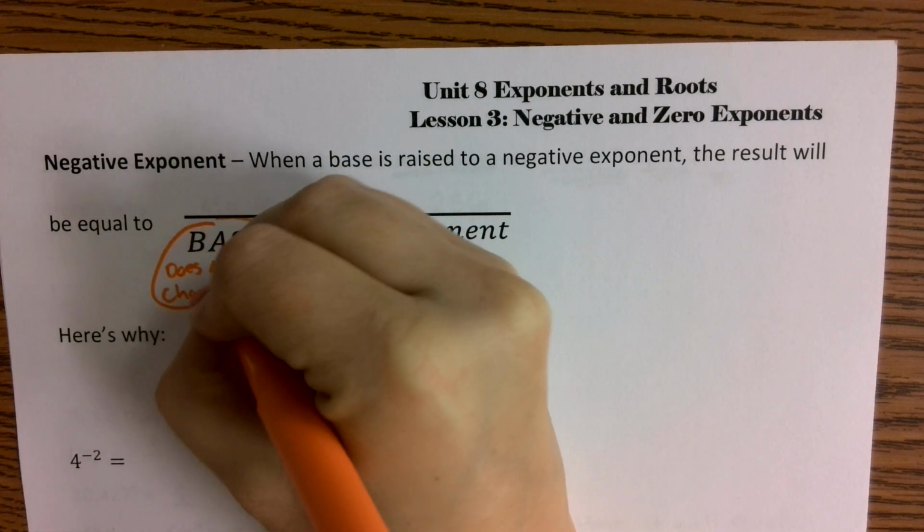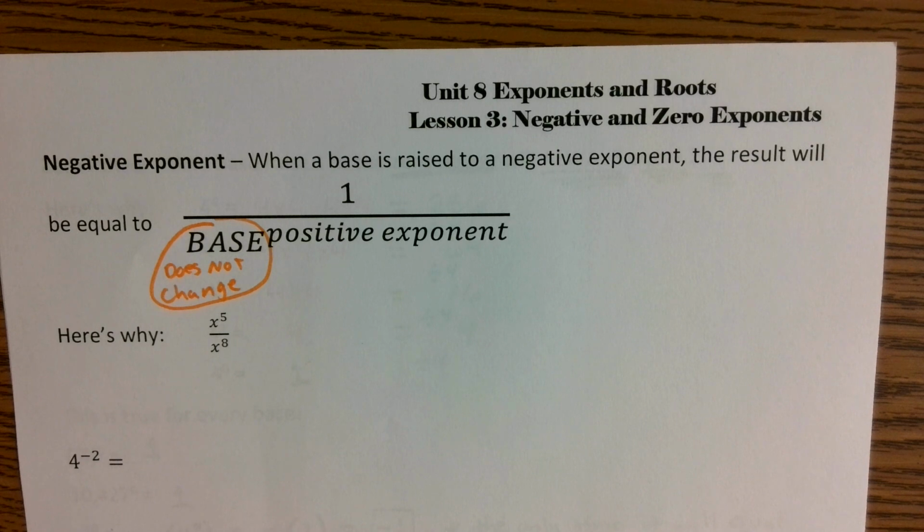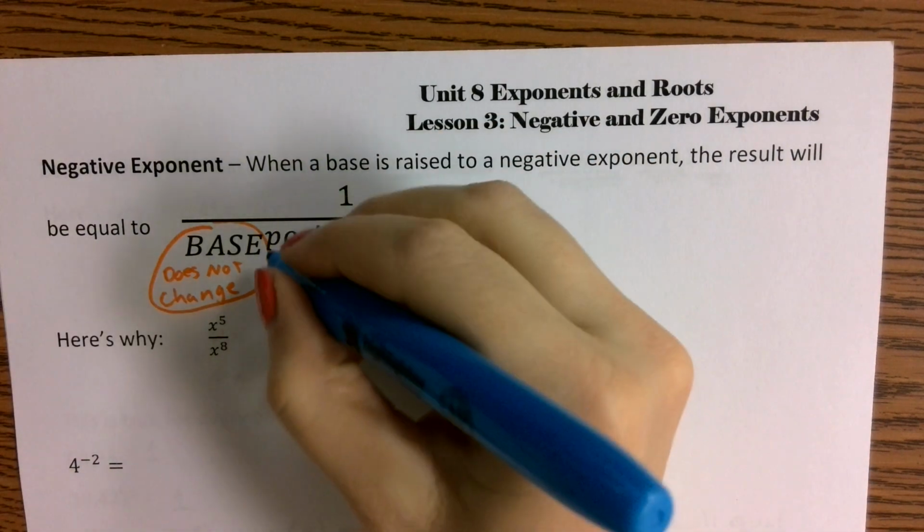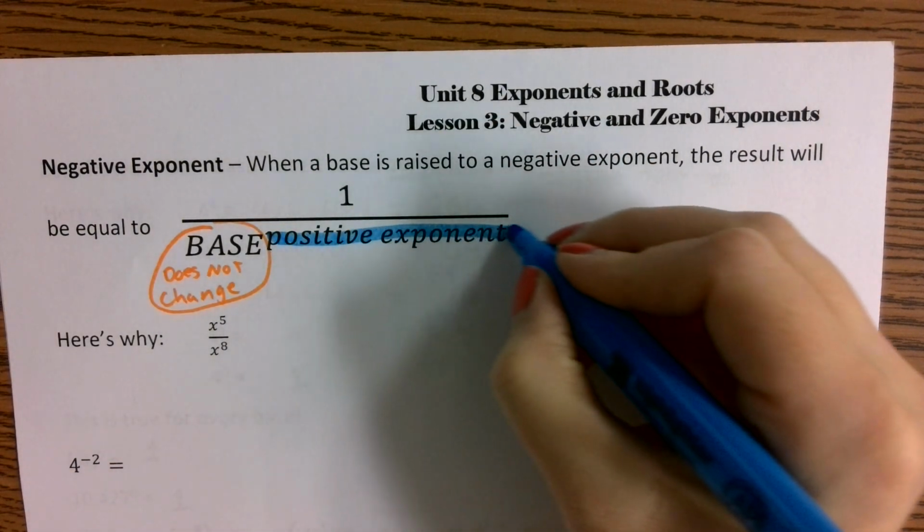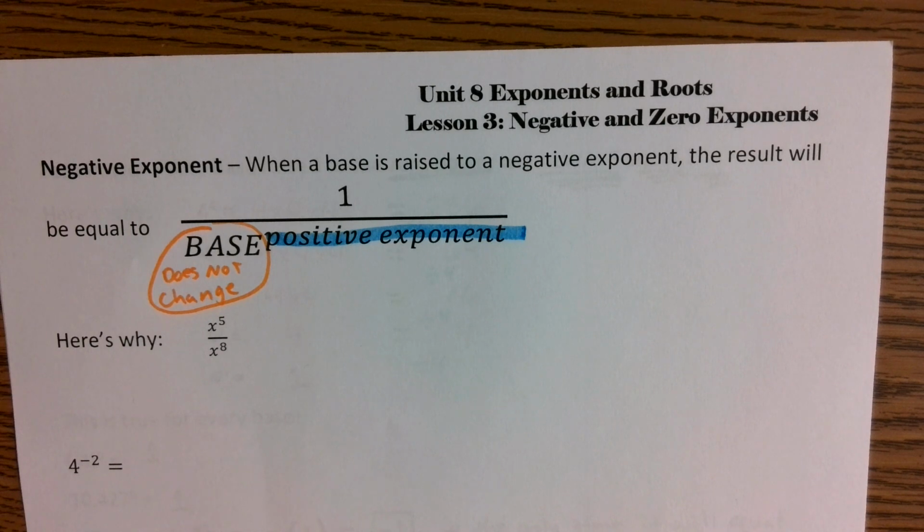The base is going to stay whatever it was. If the base was positive, it stays a positive. If the base was negative, the base stays a negative. The only thing that's going to change is the exponent. The exponent then becomes a positive exponent. Let me show you why.